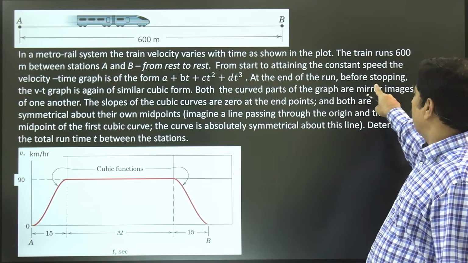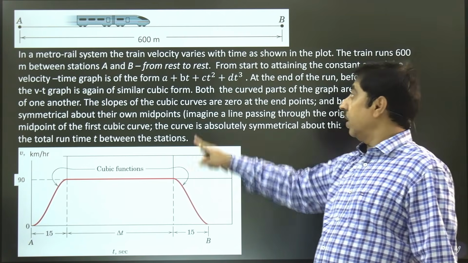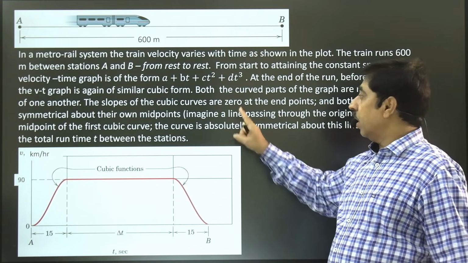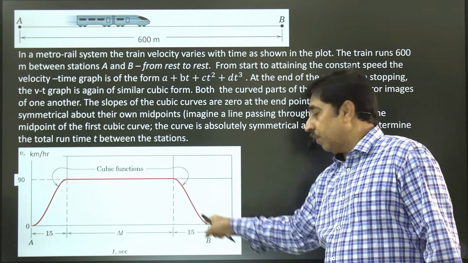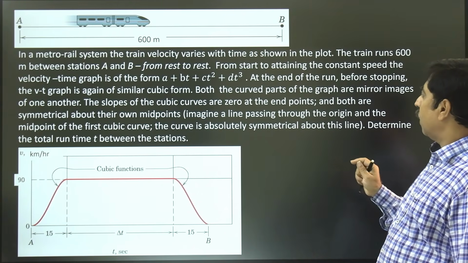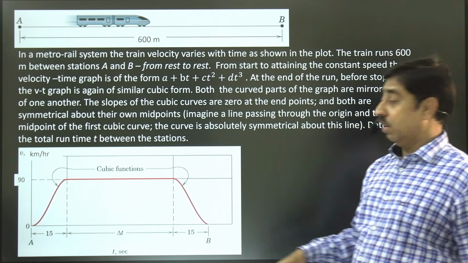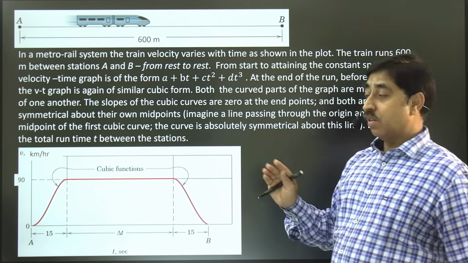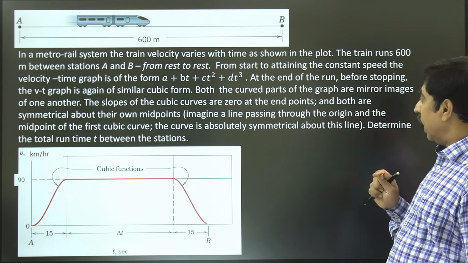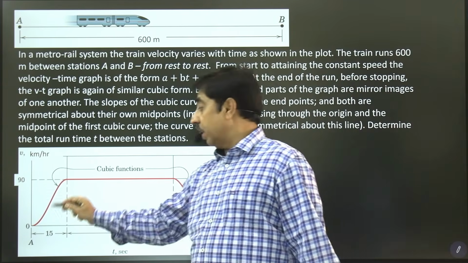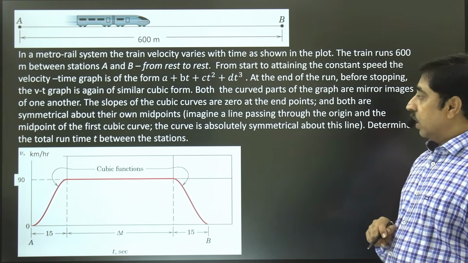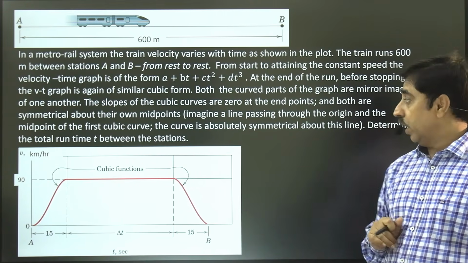At the end of the run, before stopping, the VT graph is again a similar cubic curve. This part of the graph is again a very similar kind of cubic curve. Both the curved parts of the graph are mirror images of one another. The slopes of the cubic curves are 0 at the end points. The slope of this red curve is 0 here, it is 0 here also. And both are symmetrical about their own midpoints.